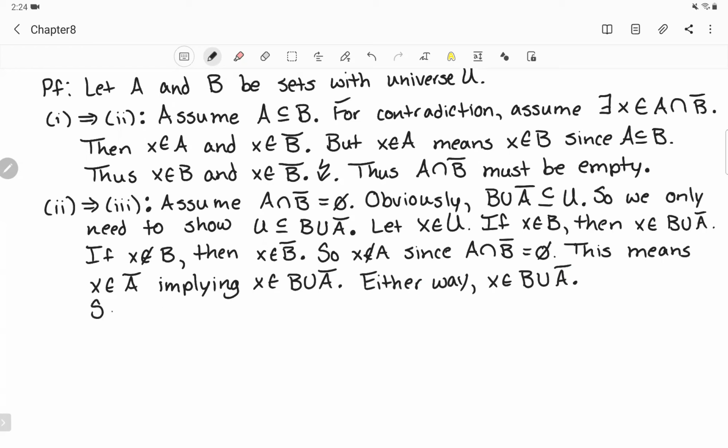I guess we can write the conclusion here. So the universe is a subset of B union A complement. So that's that direction. All right, one more to go, and then we'll have our equivalence proof.